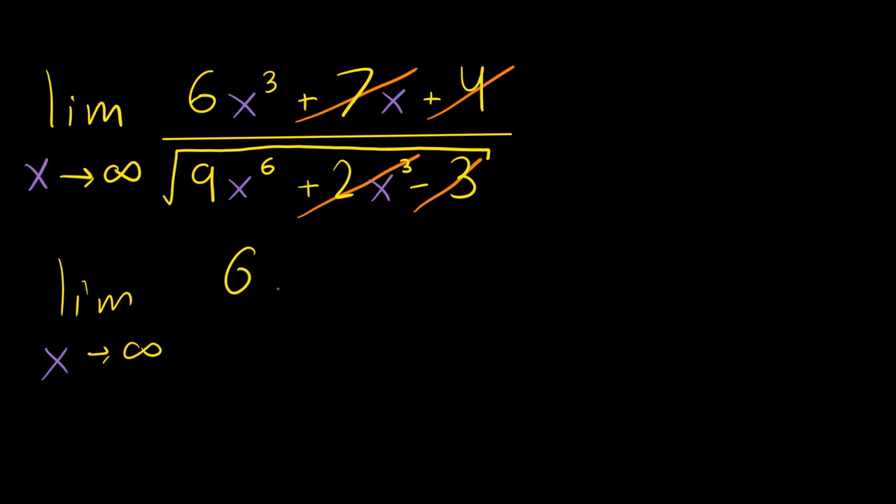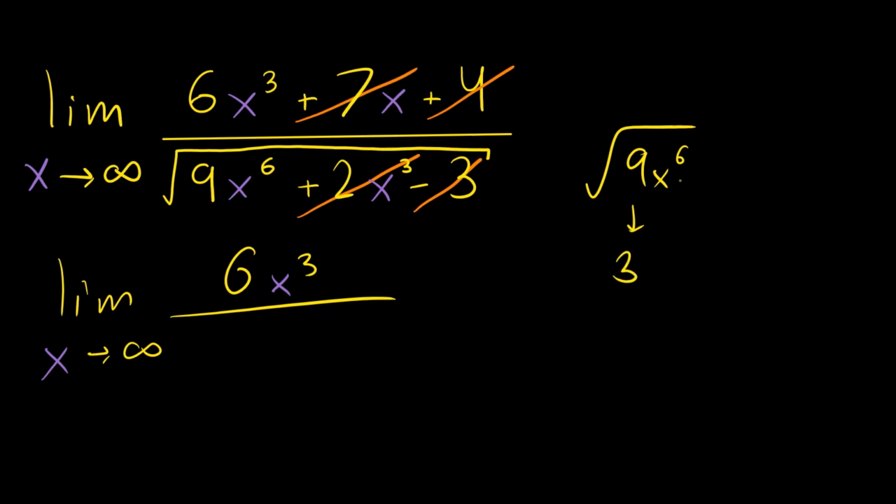So all in all, our limit effectively becomes the limit as x approaches infinity of 6, and then we're going to have our x cubed, and that is going to be divided by the square root of, and actually before I write that, let's think about what happens with the square root of 9x to the 6th. Well, this 9 is just going to become a 3. And this x to the 6, that's an even power. Whenever we raise numbers to an even power, they're always going to be positive. And then when we take the square root, we can have that power, but we have to remember that it's always going to be positive. So we have to put an absolute value here. So we have a 3 times the absolute value of x, that x is going to be cubed.